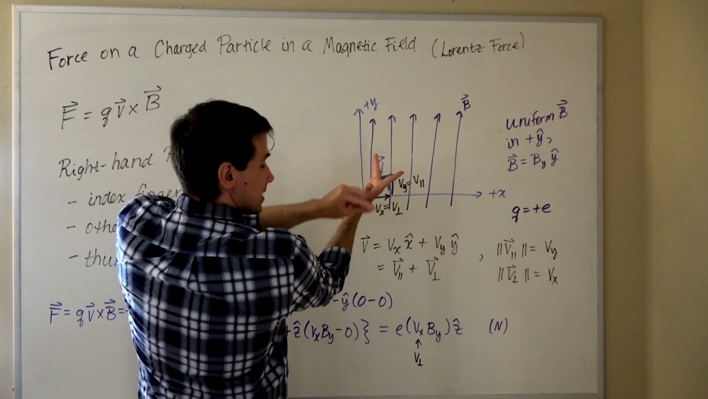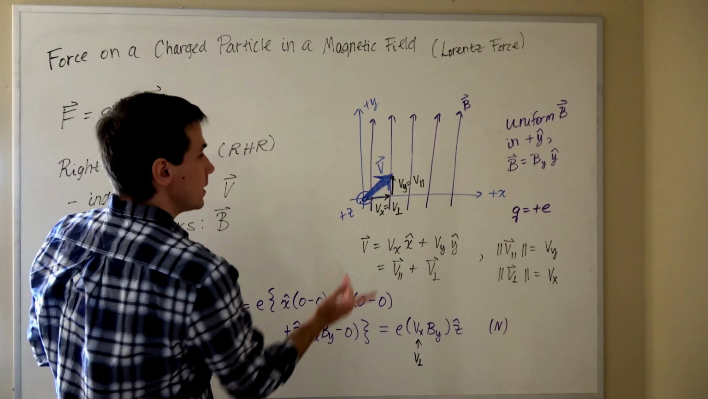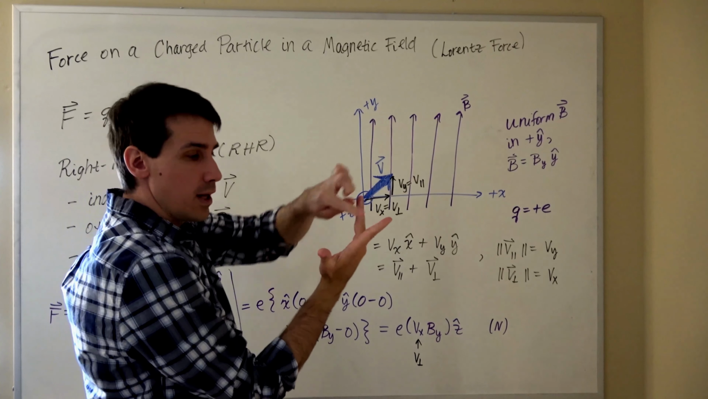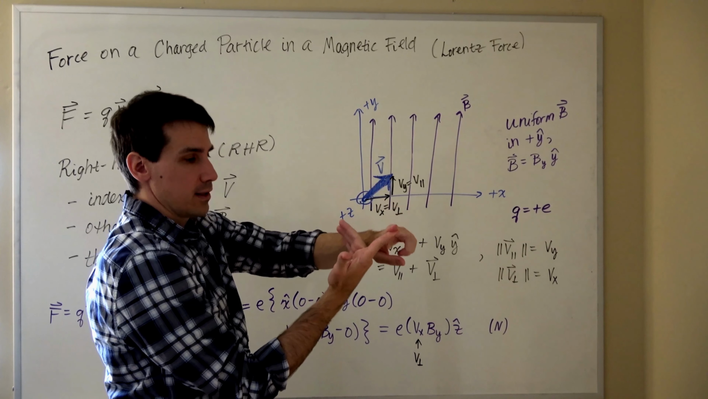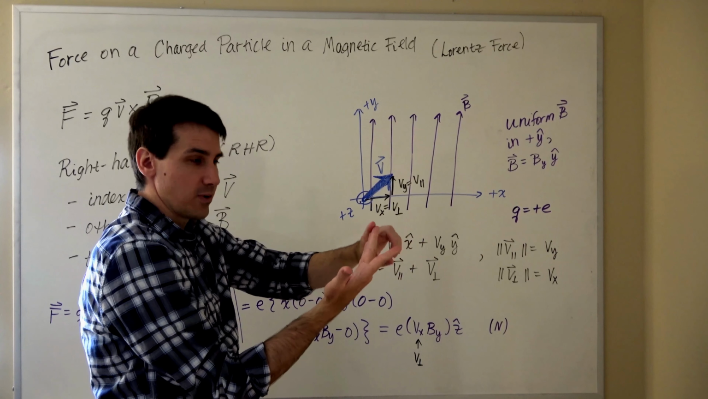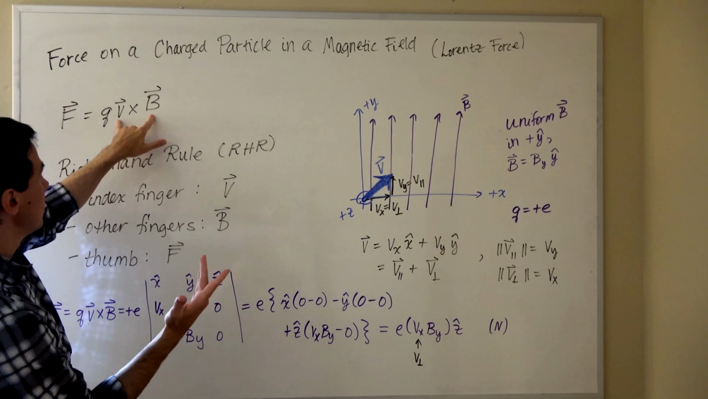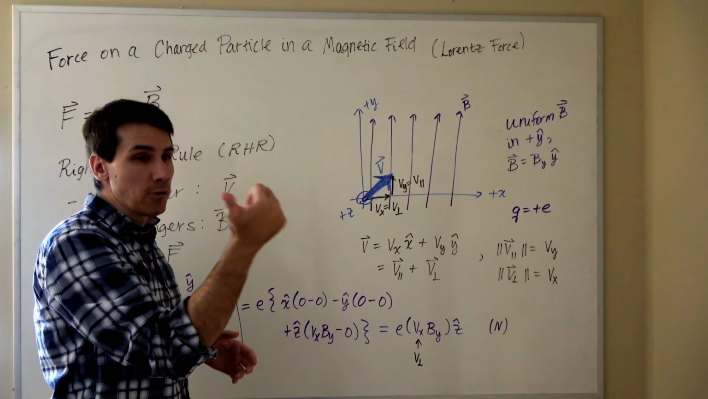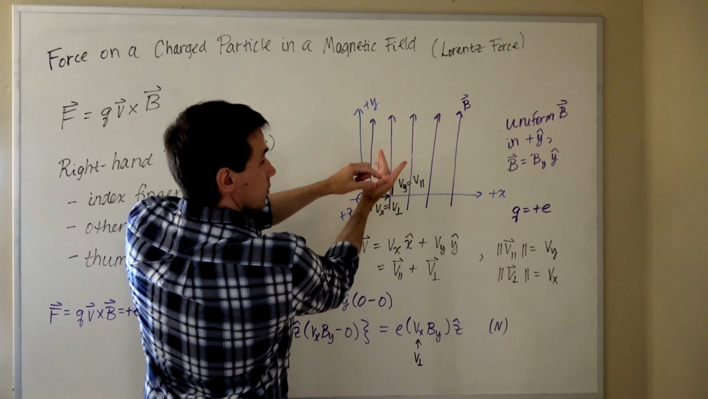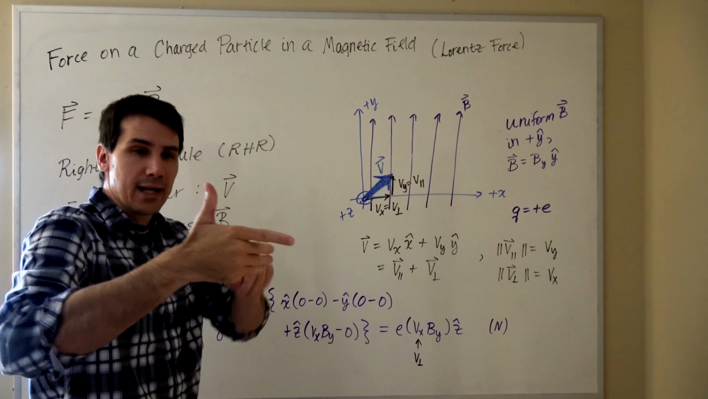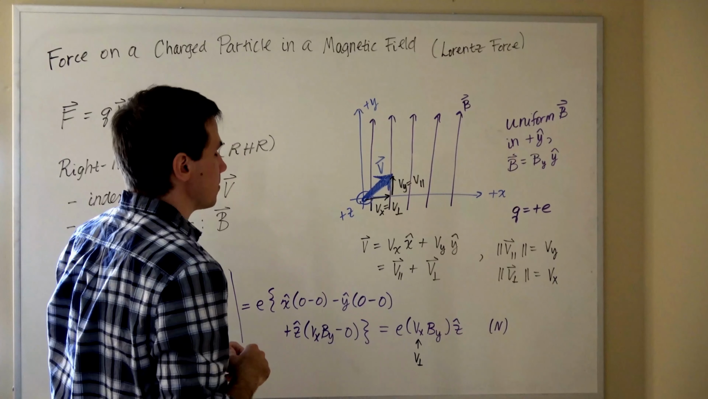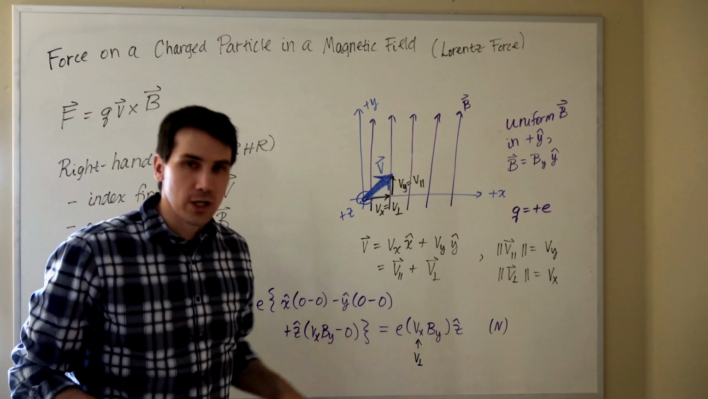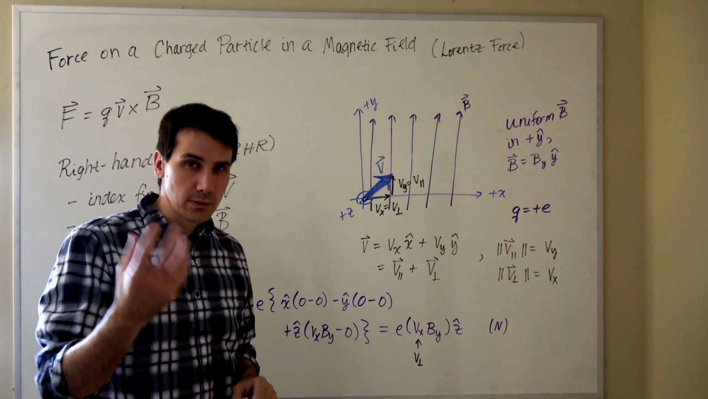But my thumb still points straight out of the board. So I end up with velocity, magnetic field, and my thumb points straight out of the board. These two components, the two inputs, my index finger and my other fingers, do not need to be perpendicular. They can be any two vectors. The output, my thumb, does have to be perpendicular. So it always has to point at a 90-degree angle to both of the input vectors, which is out of the board in the positive z-hat direction, just like I found from my mathematical calculation.